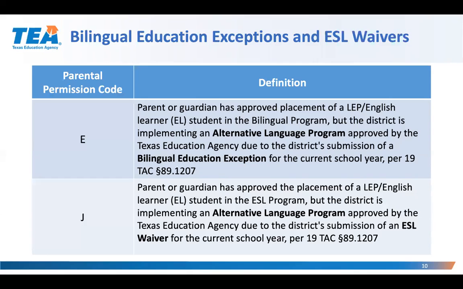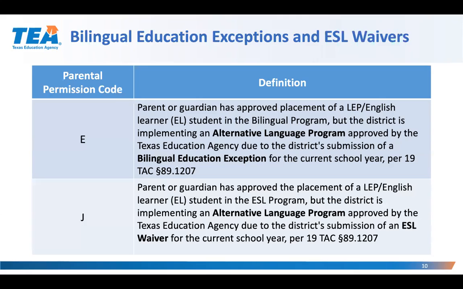Likewise, Code J is still utilized for when a parent or guardian has approved the placement of a LEP EL in the ESL program, but the district is implementing an alternative language program approved by the Texas Education Agency due to the district's submission of an ESL waiver for the current school year.